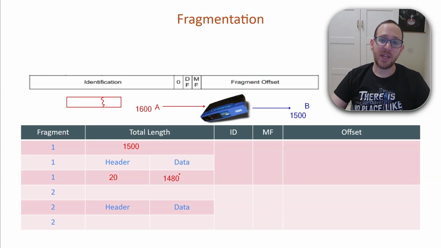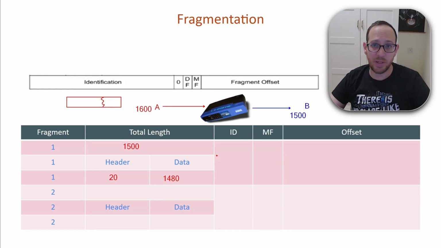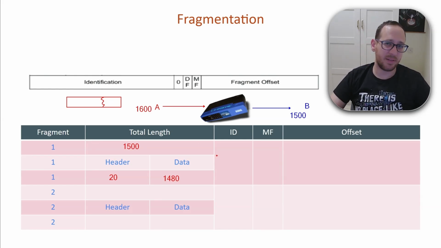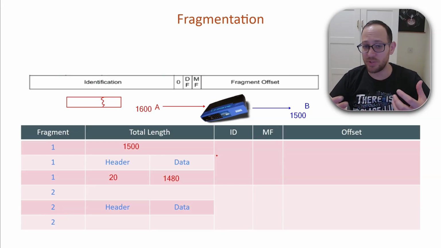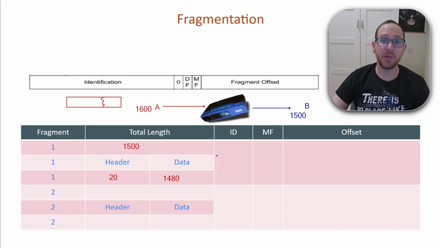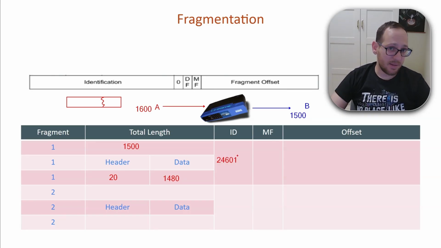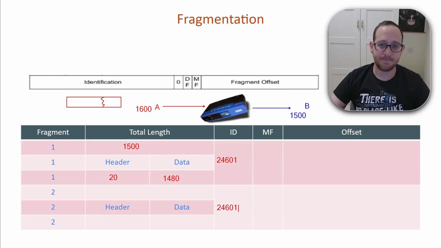What about the identification field? Well, we can't know in advance, right? It's something that the operating system is going to perhaps randomly generate, or not randomly, but we can't know in advance. The important thing is, let's say we have the value 24601, then the important thing is that, help me out here, the second fragment is also going to be 24601.